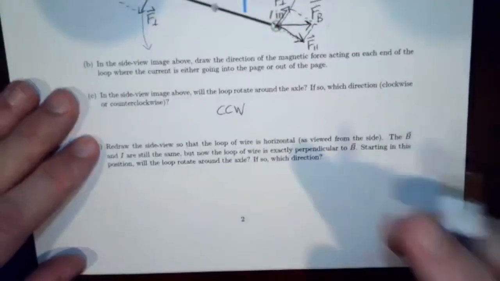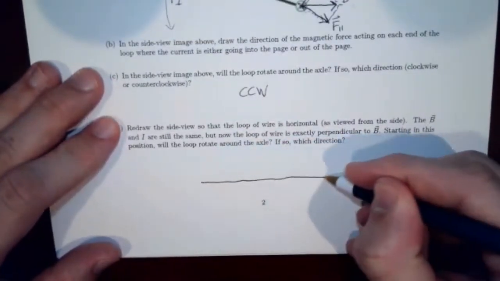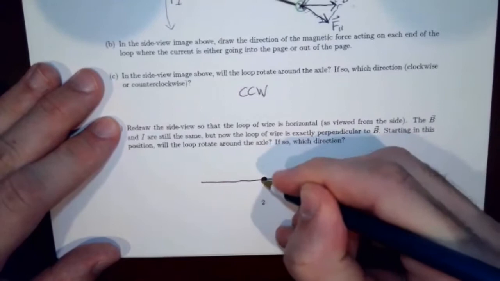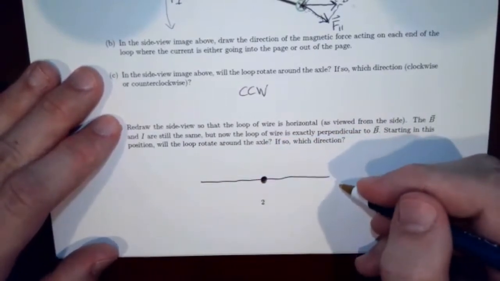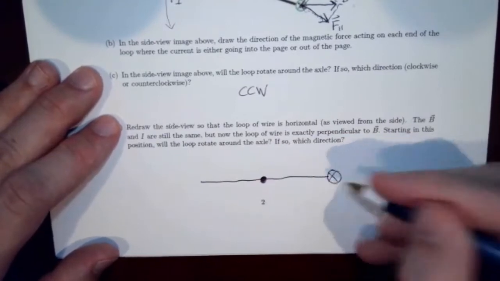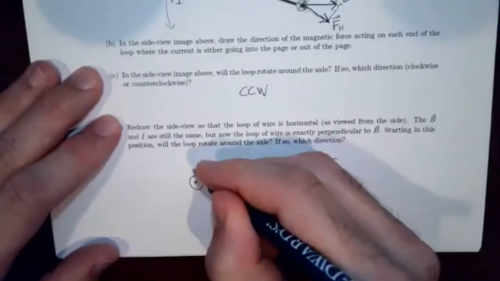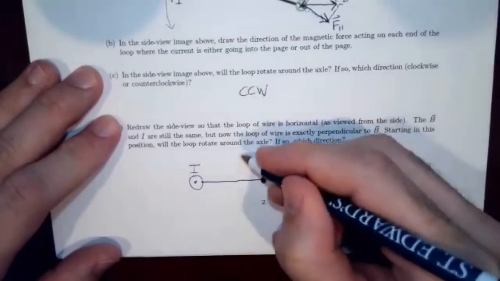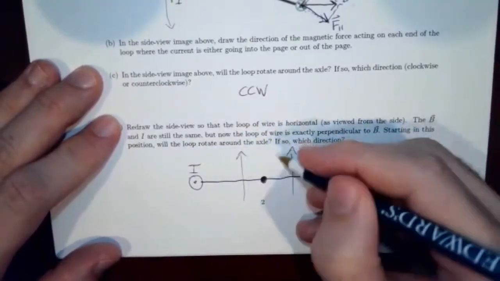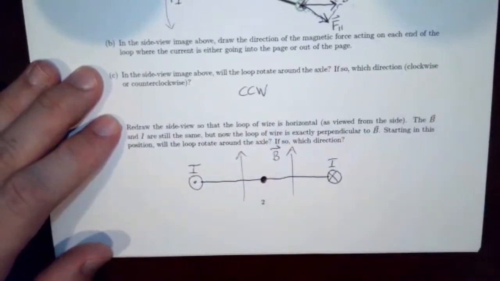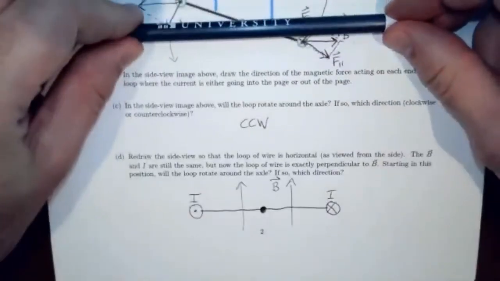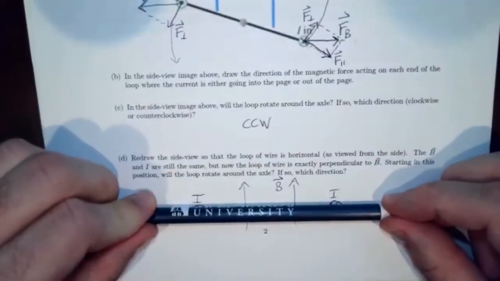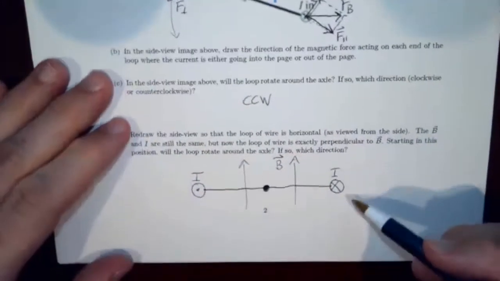Now, let's redraw this previous situation, but where the loop is horizontal. So here's my axis, okay? And I have this current going in. I have this current coming out, and B is towards the top of the page, like before. So the only thing I've changed is I took this seesaw and I balanced it. So that's horizontal, okay? So what are the directions of the magnetic forces now?